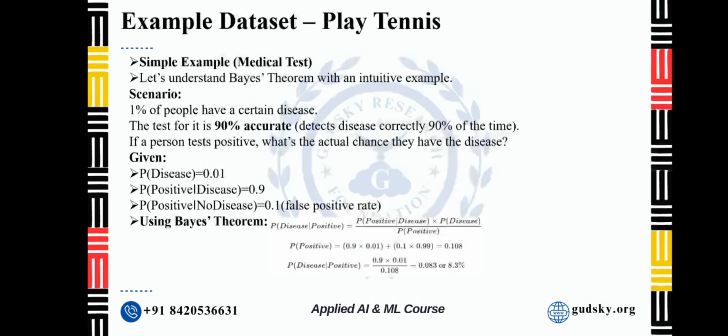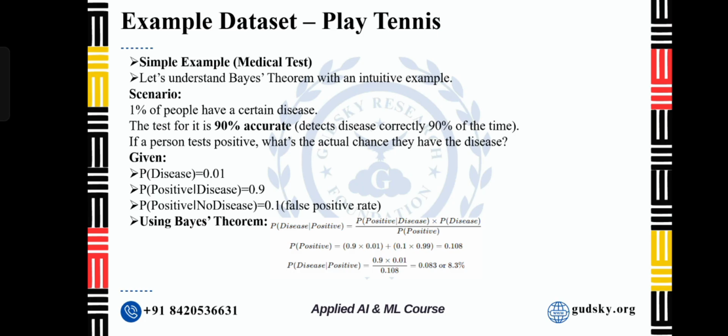So using Bayes theorem, P of disease given positive equals, as given in the formula, if we calculate, 0.9 into 0.01 plus 0.1 into 0.99. We get 0.009 plus 0.099, that equals 0.108. So P of disease given positive equals 0.009 by 0.108, that is approximately 0.08.